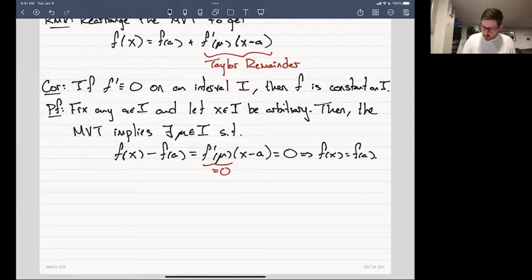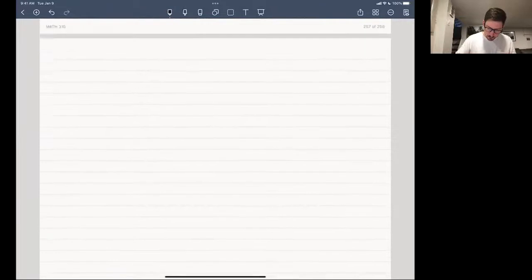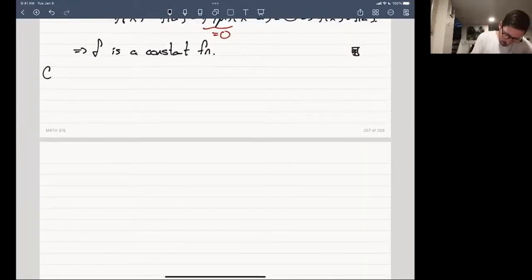But since x was arbitrary, this implies f is a constant function, because this works for any x that you pick. Boom. Mean value theorem gave us that one in one step. Let me show you another one. So let's look at another corollary here.